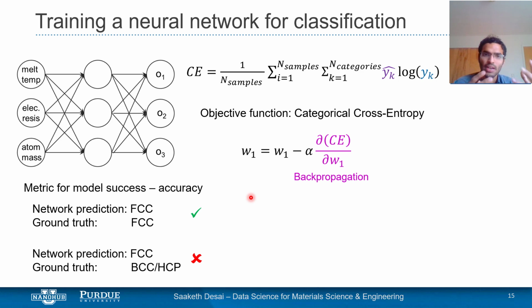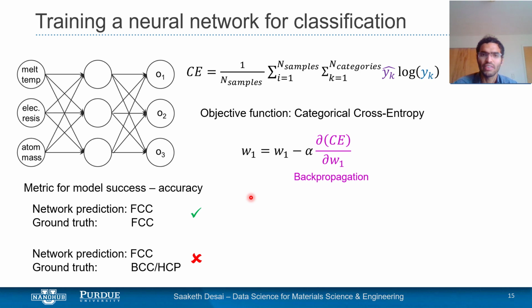And one other metric that we often use in classification, in addition to the loss function, is accuracy, because the categorical cross entropy is a loss function that may or may not be the most intuitive, unlike the mean square error. One metric for model success is often accuracy. So how accurate are your predictions?